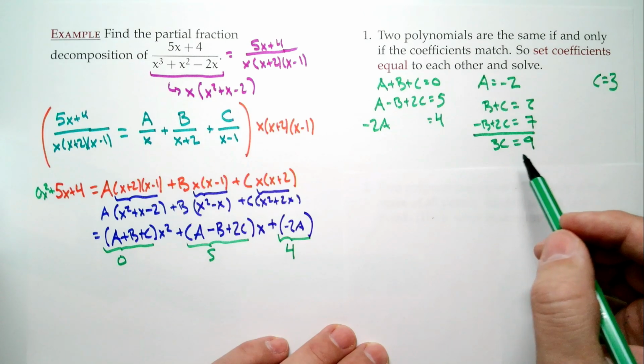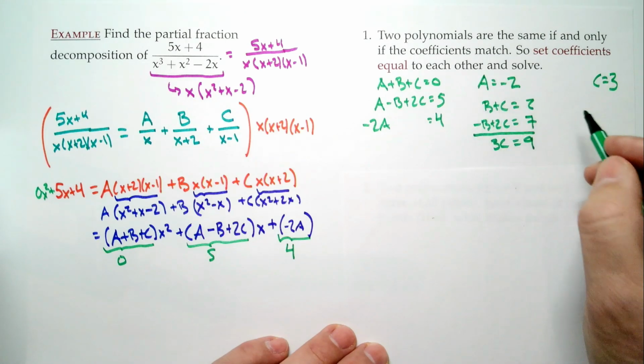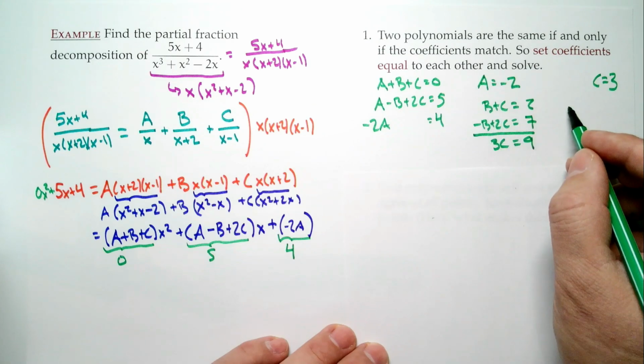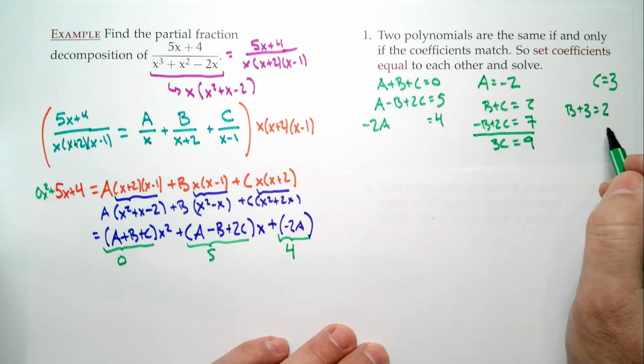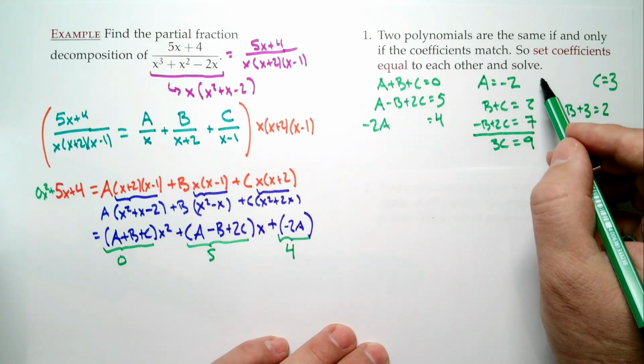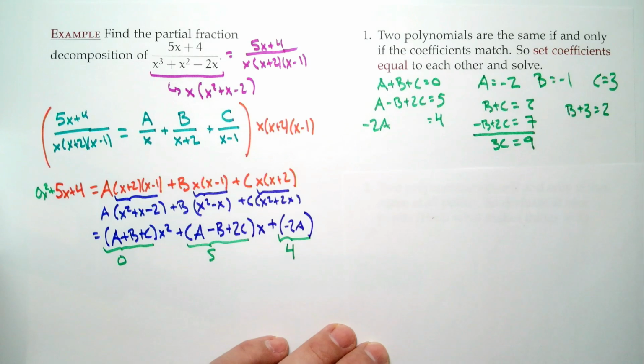Now that I know c equals 3, I can come into either equation, doesn't matter. For example, the first one, I could say that b plus 3 equals 2. What does that tell us about b? b is -1.